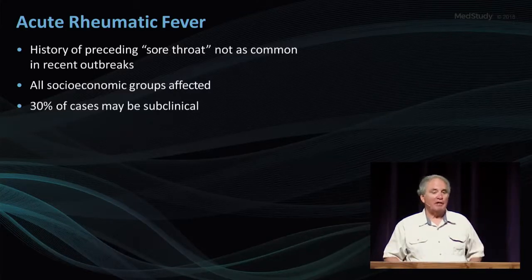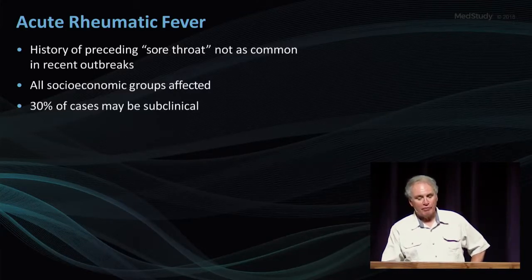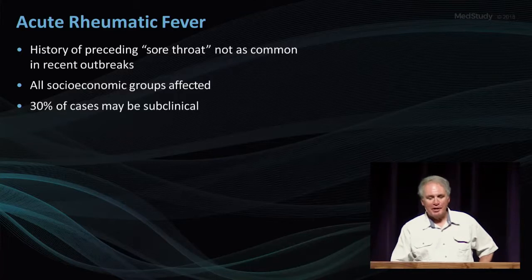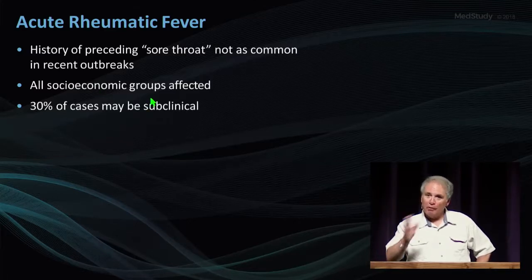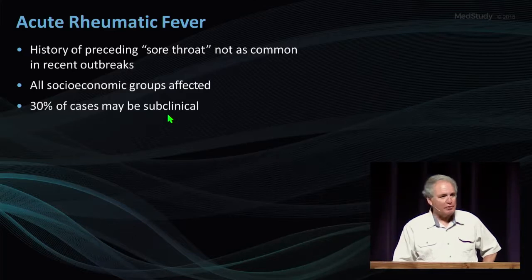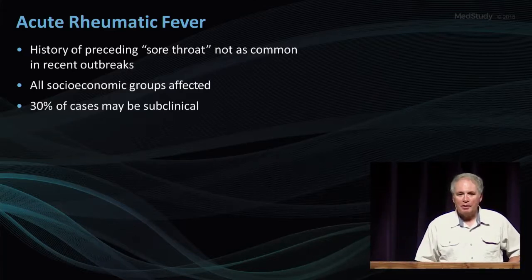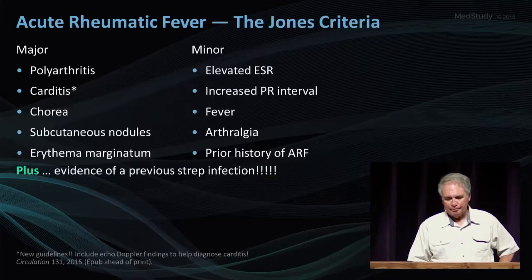The new epidemic of rheumatic fever, if you will, differs from the old 1940s epidemics. The history of a preceding sore throat is not as common. All socioeconomic groups are affected. In the older epidemics, low socioeconomic groups used to be more affected. And we are starting to recognize that there are probably 30% or so incidence of subclinical cases.